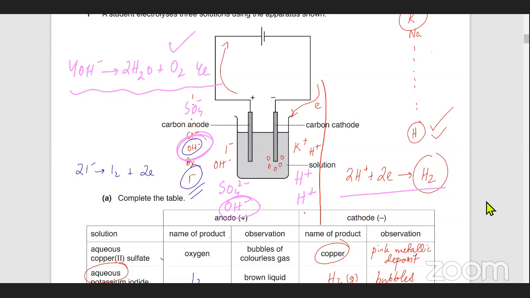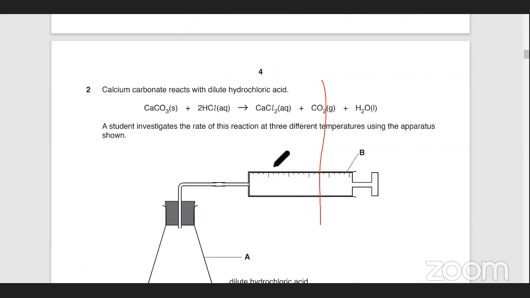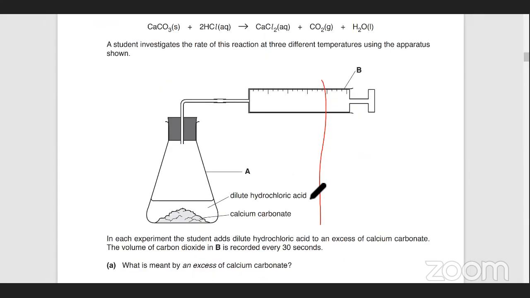अच्छा, anyways, we're going to move to the next part, which is calcium carbonate. You have calcium carbonate, and this calcium carbonate reacts with dilute hydrochloric acid. A student investigates the rate of the reaction at three different temperatures using the apparatus shown. So calcium carbonate and hydrochloric acid, what is the reaction? Remember your reactions as well.